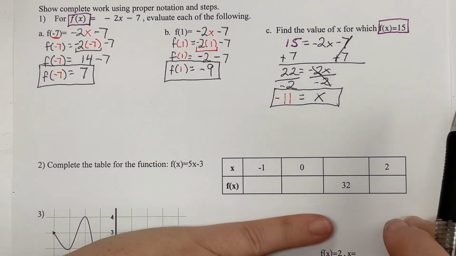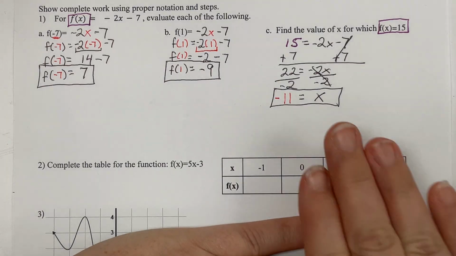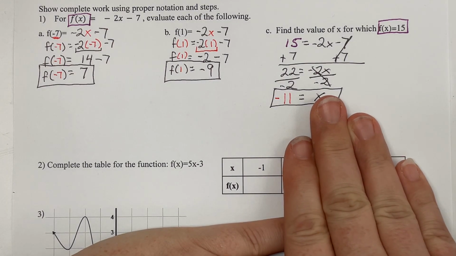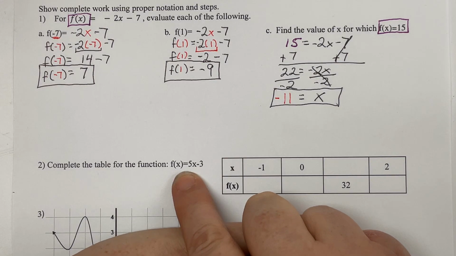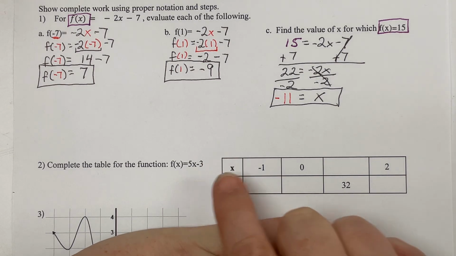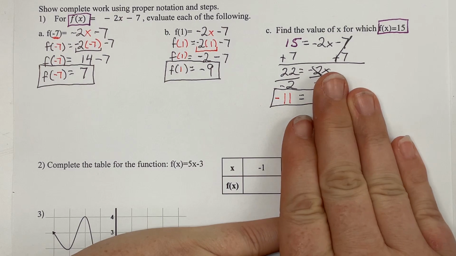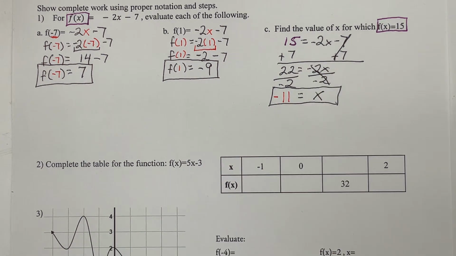All right, so let's look at the very first problem. We can even cover this up. The very first problem uses f of x equals 5x minus 3. Now, the question is, what if x was negative 1? Okay, so let's try that.